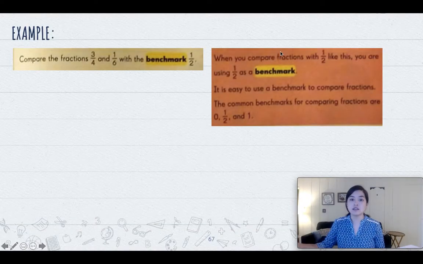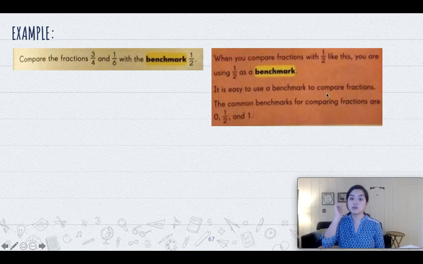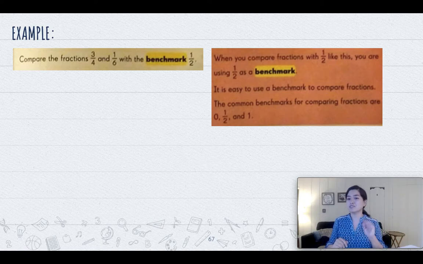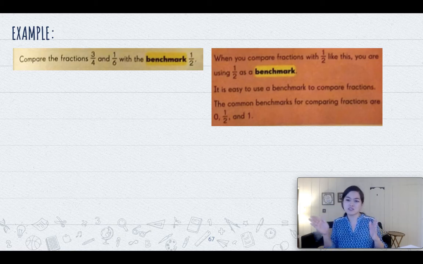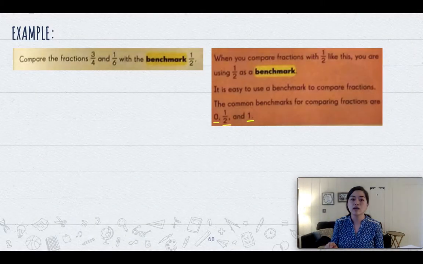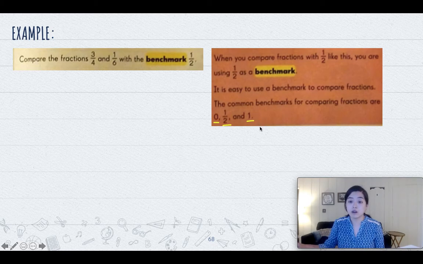Now, benchmark is a common, it's an easy fraction or a number to use to compare with other numbers. So, with whole numbers like 0, 5, 10, 20, 100, those might be benchmark numbers. But with fractions, you can use 0, 1/2, and 1, okay, as a benchmark to just kind of see where it lies on the number line. Okay, so 0, 1/2, and 1 are common benchmarks used when we talk about fractions.